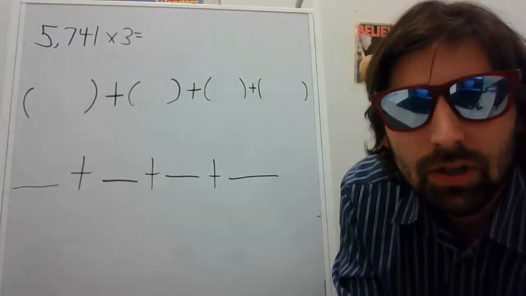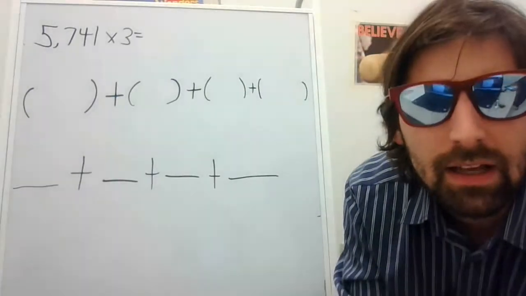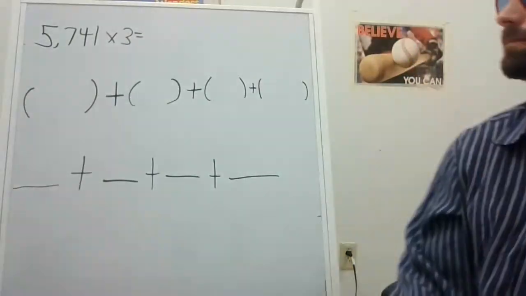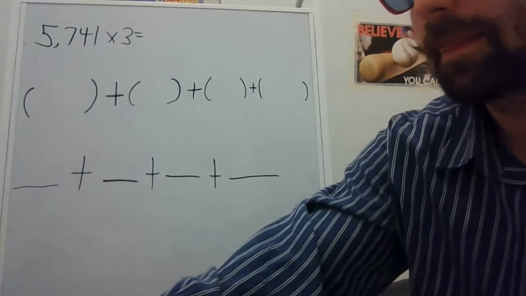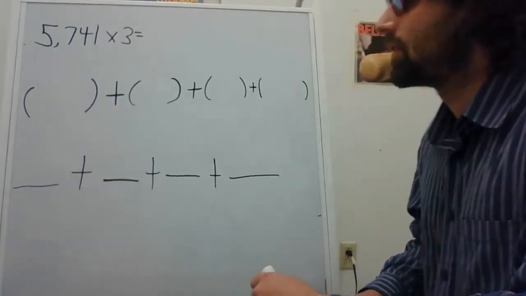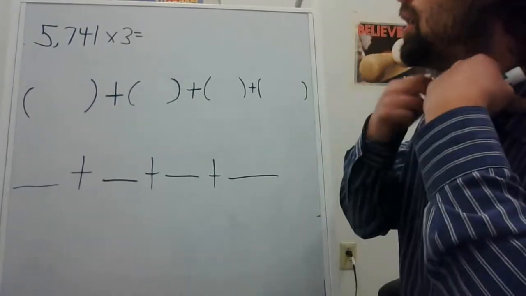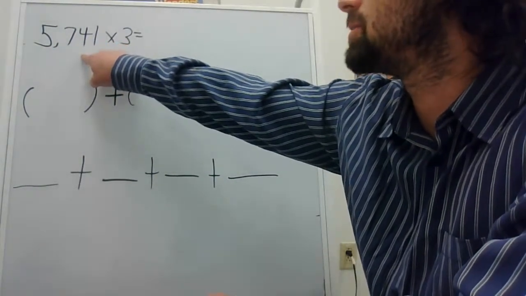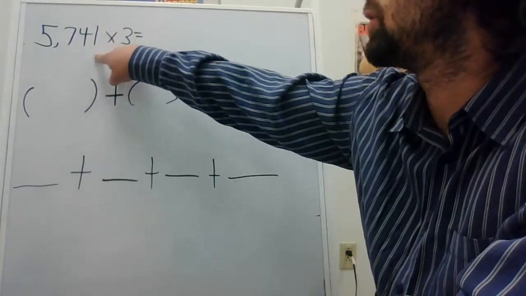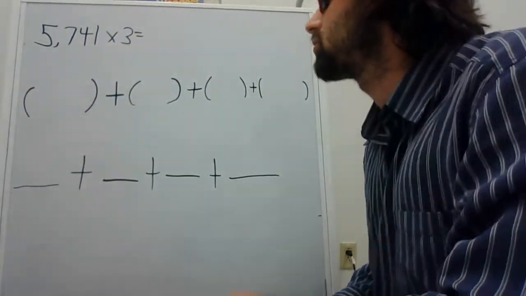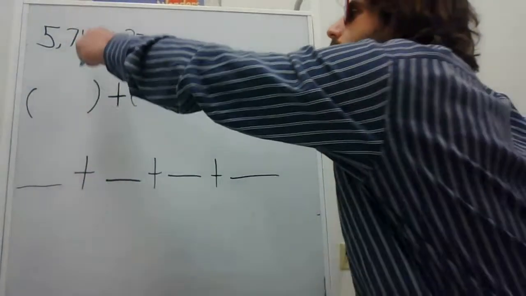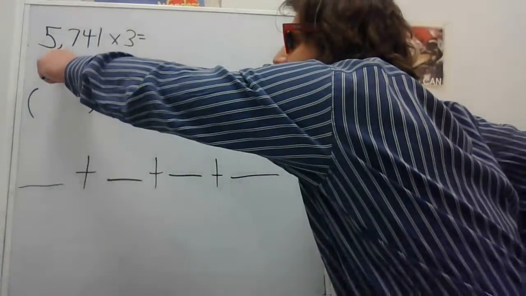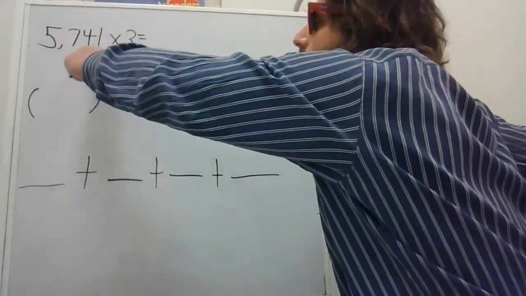So in this video, I'm going to do a review of the partial product method of multiplication. Now, there's a few different ways to set it up. But basically, this number right here, I got to put that in expanded form. 5,741 times 3. So the partial product method involves putting the multi-digit number, the 3 or 4-digit number, in expanded form. So in 5,741, I have 5,000.